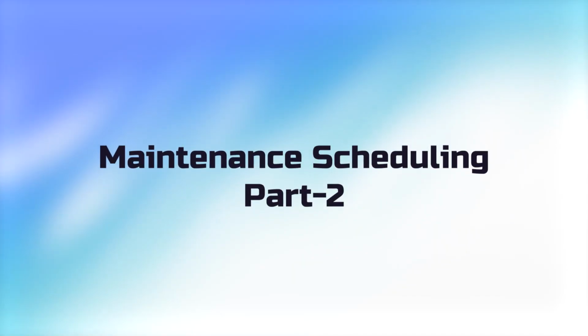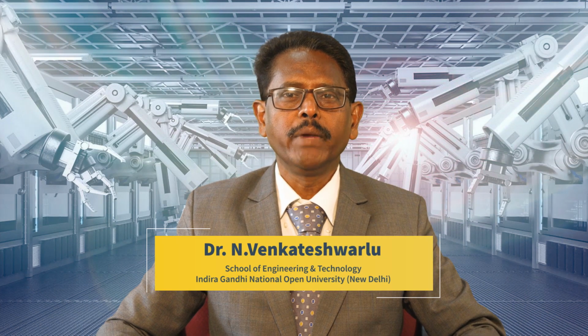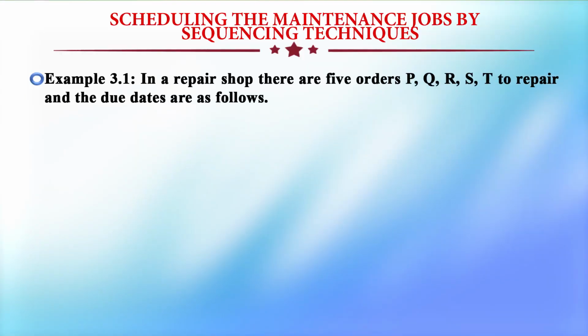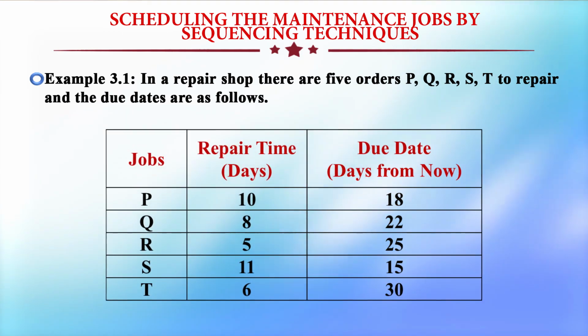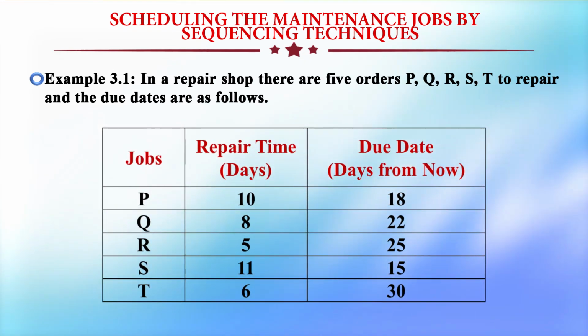Hello learners, in continuation with scheduling procedures, now we will take an example on scheduling the maintenance jobs by sequencing technique. For example, 3.1, in a repair shop there are 5 orders P, Q, R, S, T to repair and due dates are as follows. For example, jobs P, Q, R, S, T and the repair timings are given in days.